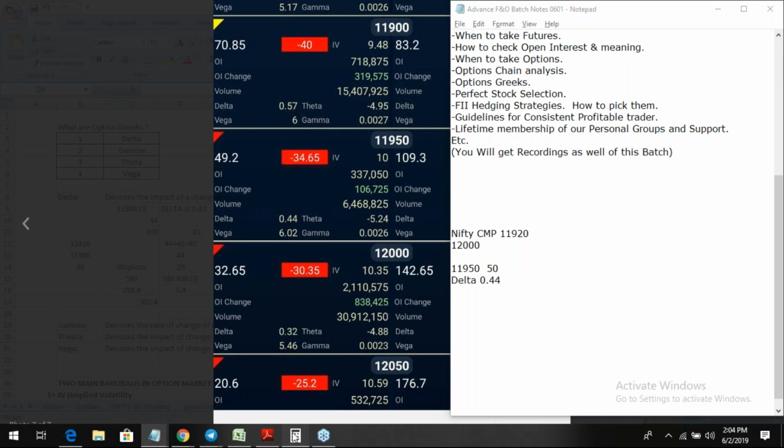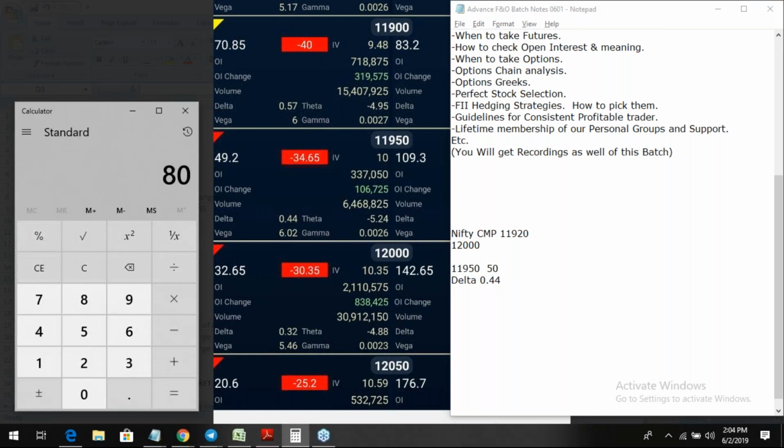Nifty goes 80 rupees up from the current market price. 80 into 0.44. What is 0.44? It is my delta, equals 35.2, plus the premium I have bought at, 50 rupees. Means what will be my 950 call rate? It will be 85.2.